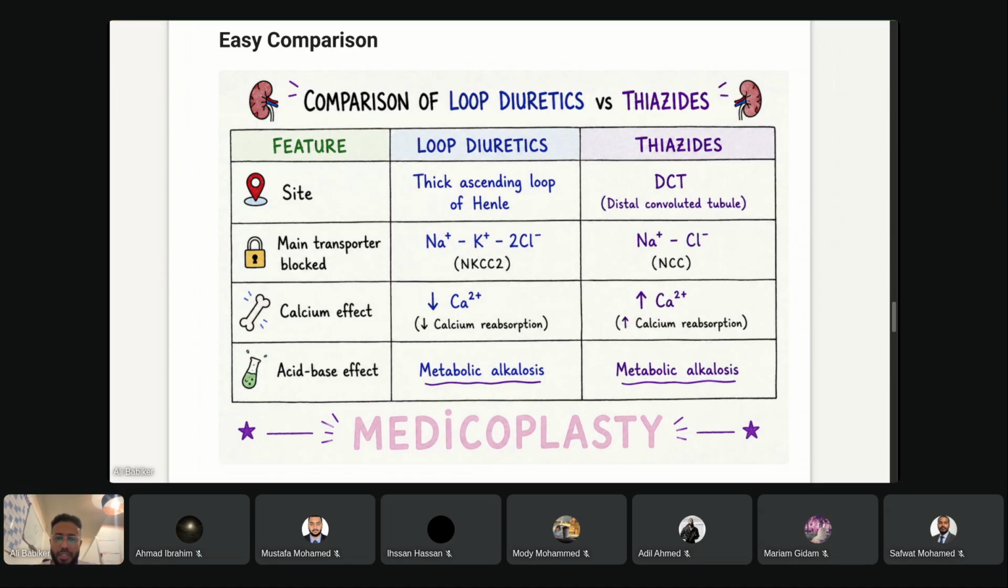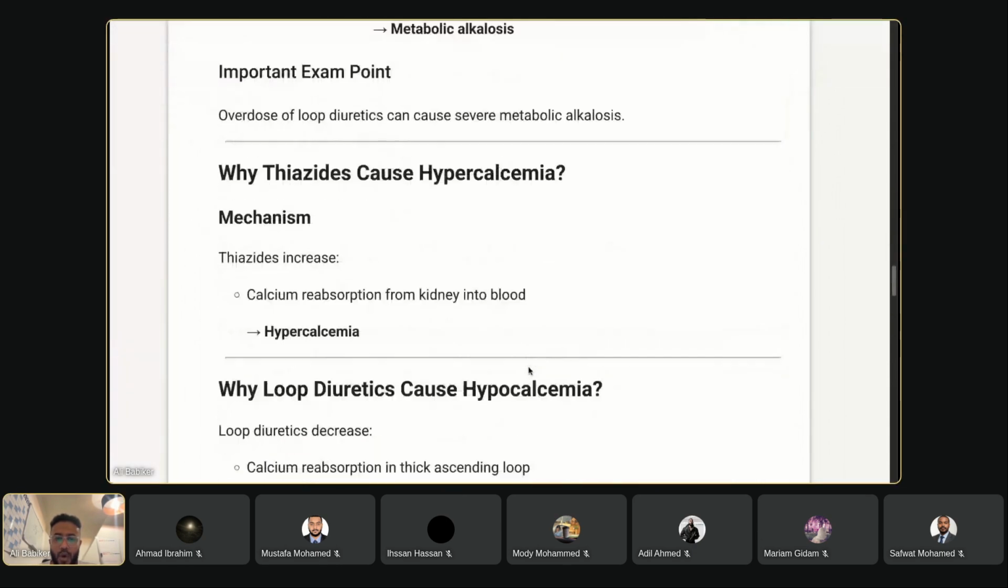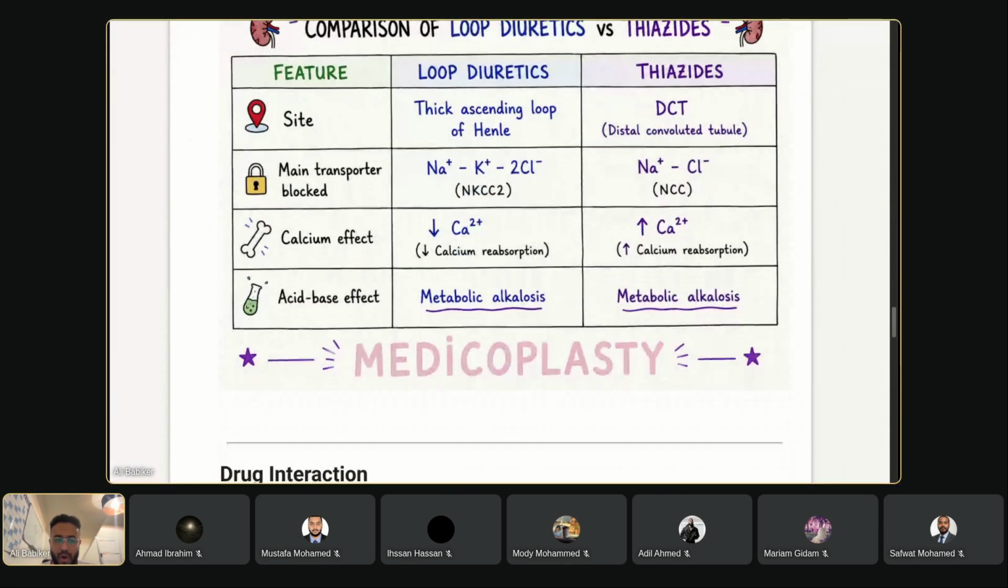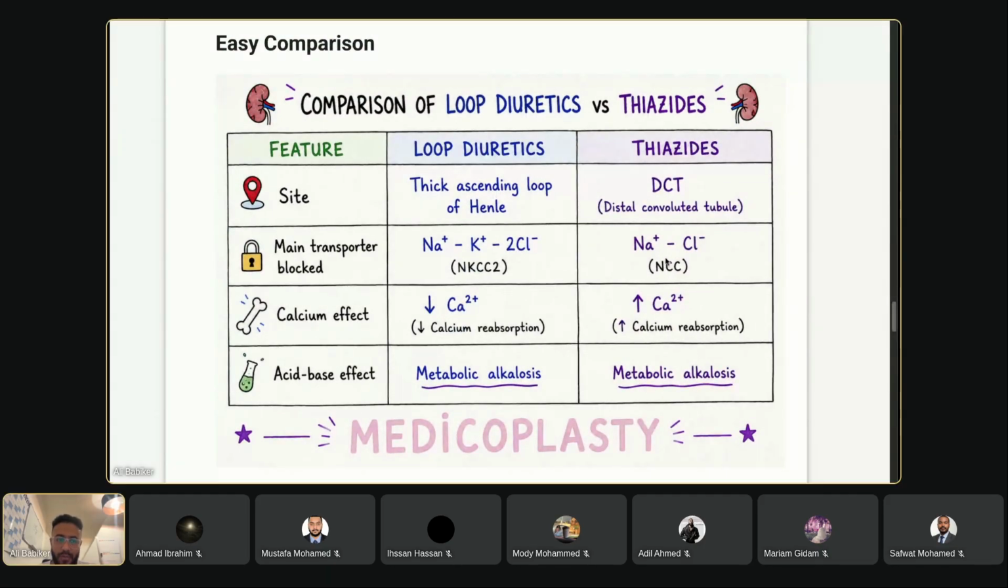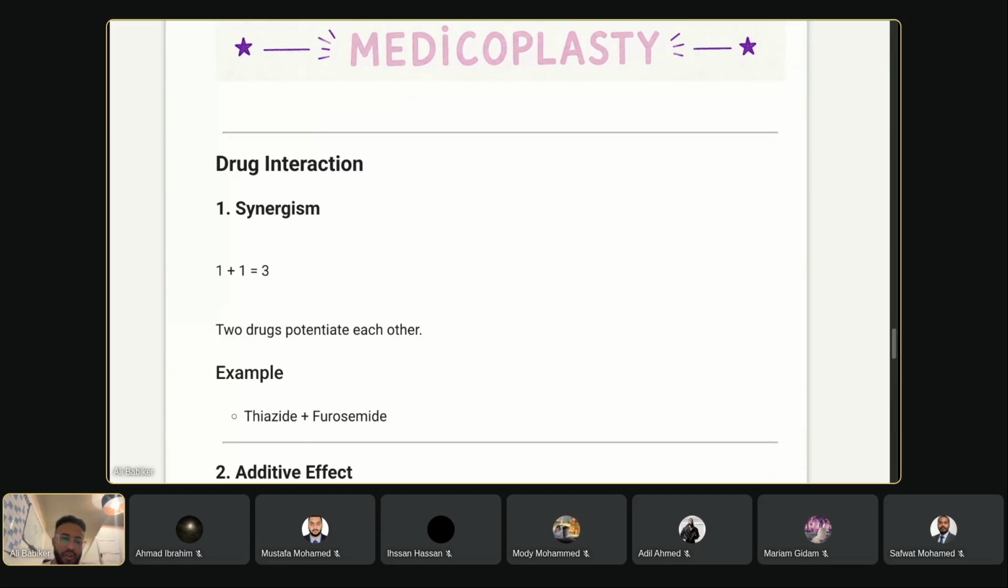All right. Comparison of the loop diuretics. Think about it. This is more details, and this is a simple table for you just to memorize. The effect of each one. All right. I'm gonna mention a couple of drug interactions that are very important for your exam, and they may literally give you the numbers.